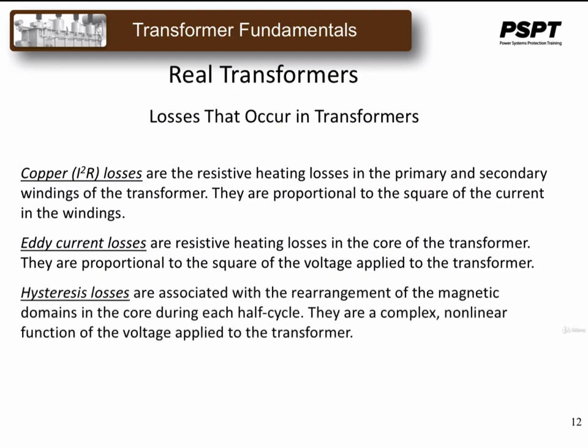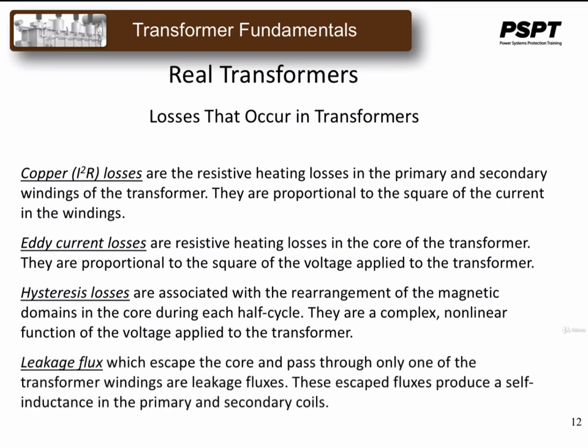Hysteresis losses. Hysteresis losses are associated with the rearrangement of the magnetic domains in the core during each half cycle. They are a complex nonlinear function of the voltage applied to the transformer. Leakage flux. These are fluxes which escape the core and pass through only one of the transformer windings. These escaped fluxes produce a self-inductance in both the primary and secondary coils.